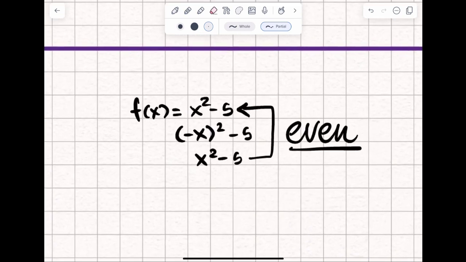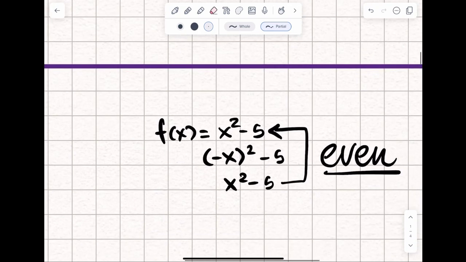So in this example, we can see that this is the function x squared minus 5, and we plug in -x to see whether it's even or odd. Because it returned the same thing as f(x), we can say that it's even.